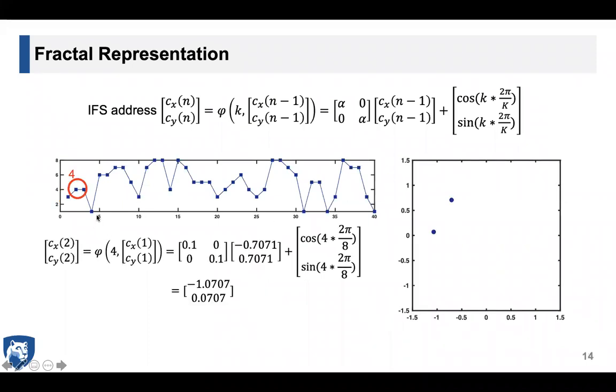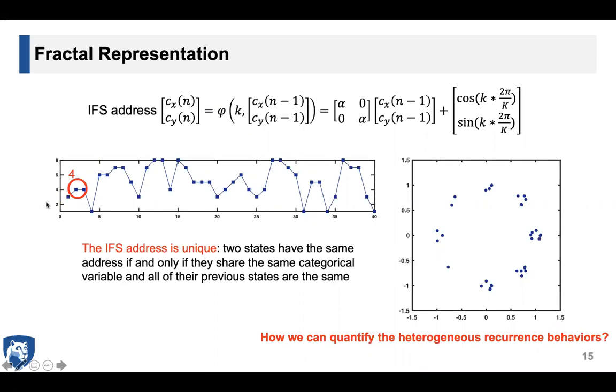And then we calculate the IFS address for the second data point that we have, and we keep doing this for all the data in our signal. So at the end, we will get a fractal representation that looks like this.